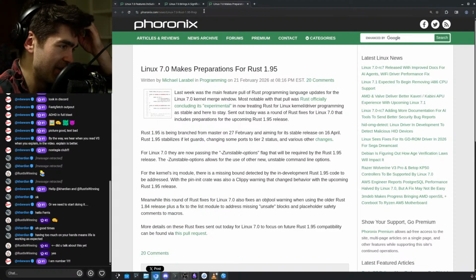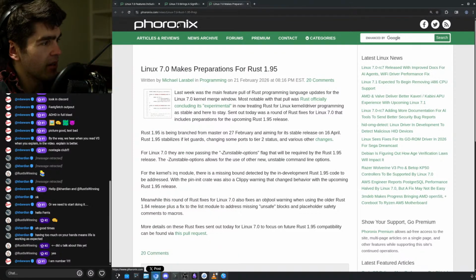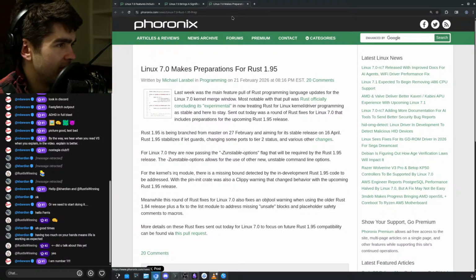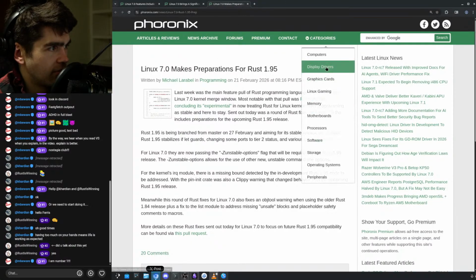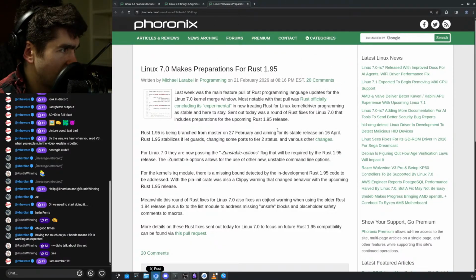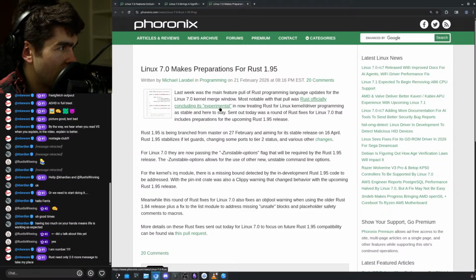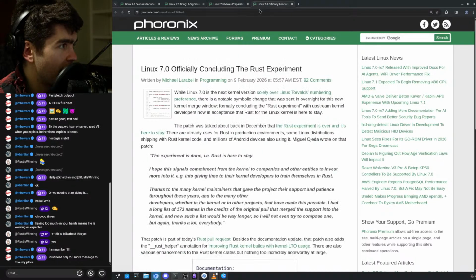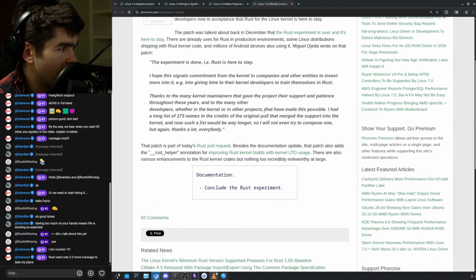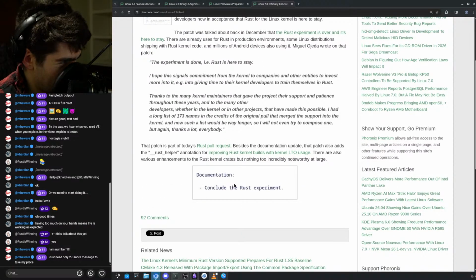Rust. We can take a look. Oh, wow. Okay, so Rust is not experimental. Wow. What a fucking surprise. Okay, cool.